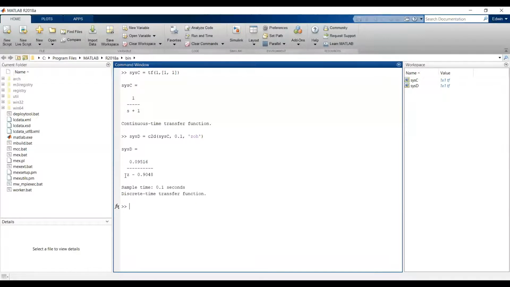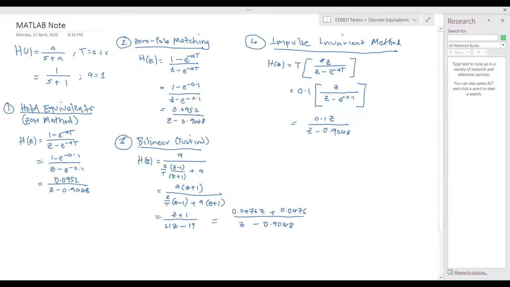0.09516 divided by z minus 0.9048, which is the same result that I got using the worked example, which is here. So this is the same result as my MATLAB result.